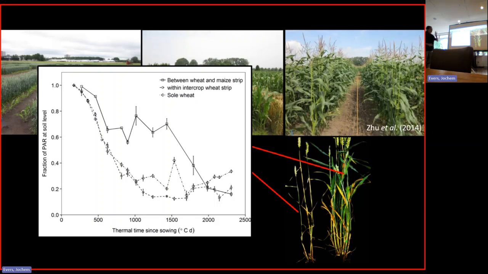So we had a question. We know that the plants at the border intercept more light simply because they're at the border, but they're also responding to that plastically. And because of that, they intercept even more light. We wanted to find out how much this plastic response of these wheat plants contributes to the overall light capture by wheat in the intercrop. What I want to say is we wanted to disentangle the effect of being at the border from the plastic response that they show. So they get more light because they're at the border, but because they show plastic responses, they intercept even more light.